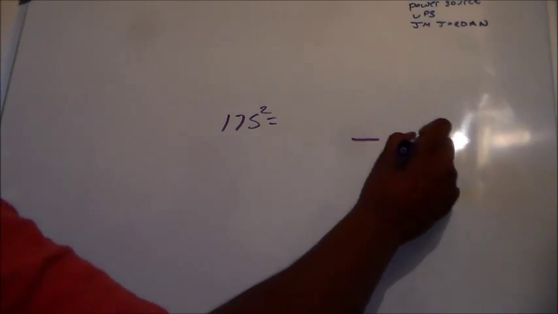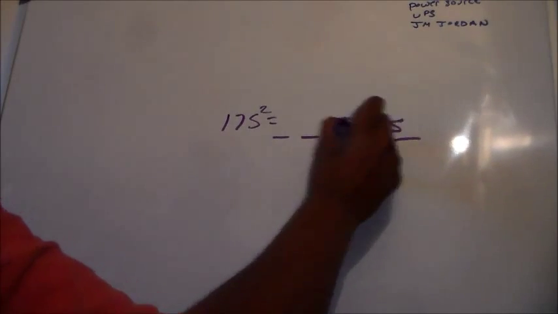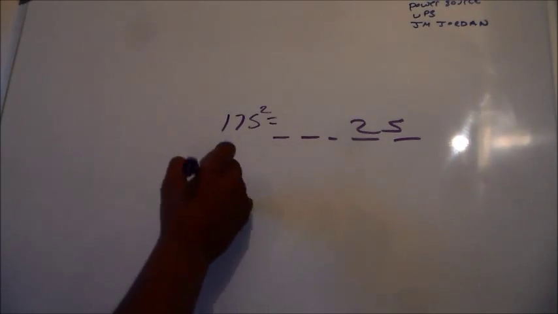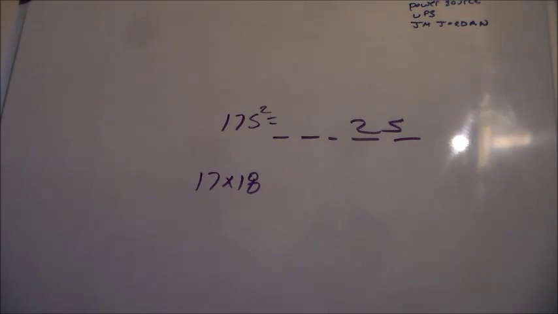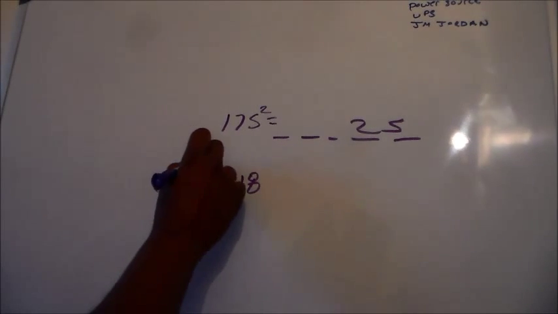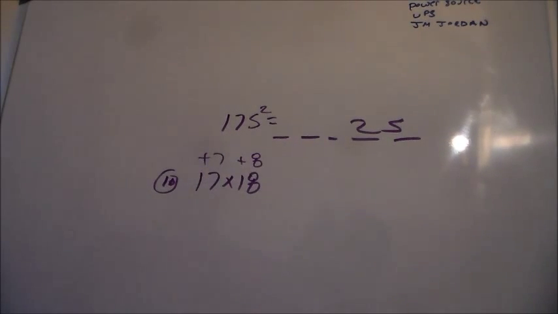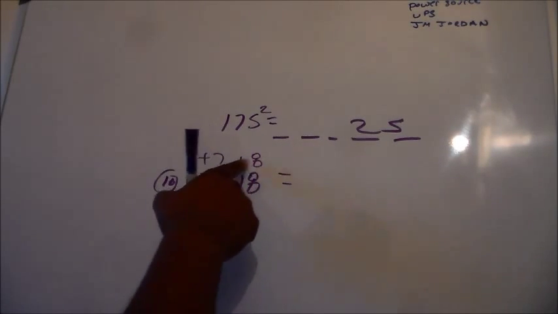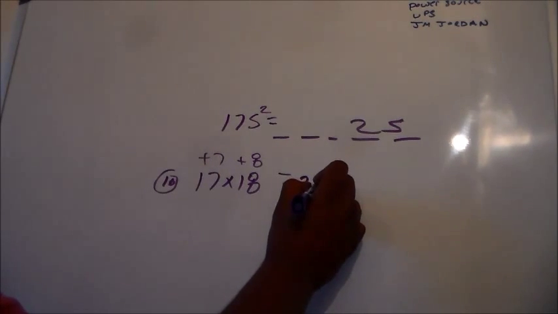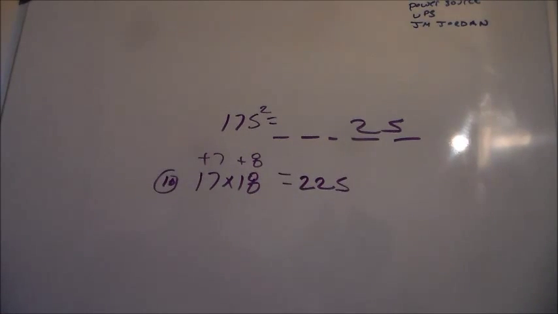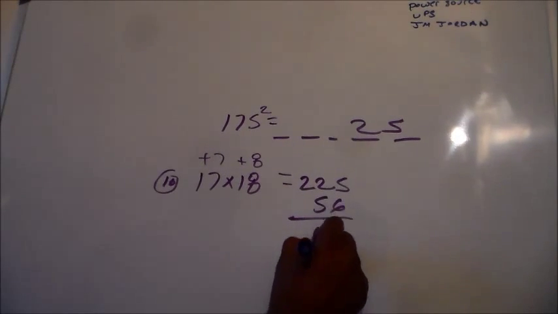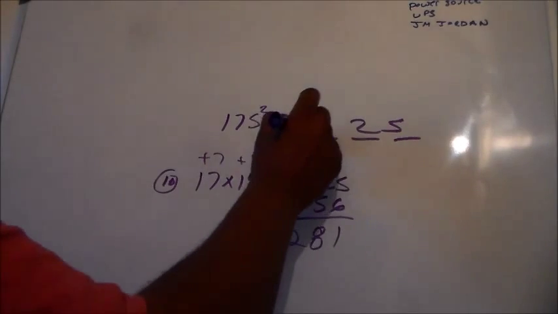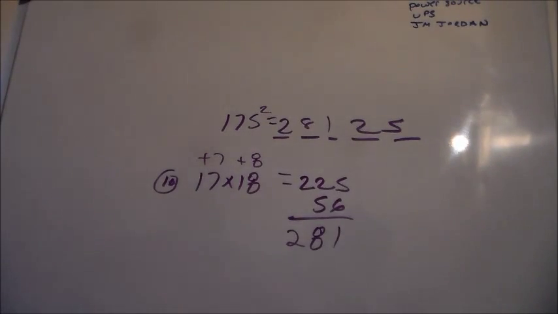squared. Like I said, last two digits are 25 automatically, just based on the 5 squared on the end. We just got to multiply 17 times the next consecutive number. So our reference point plus 7 plus 8. I already see 7 plus 8 is 15. And then 7 times 8 is 56. 182, so 281 2 5s is the answer to 175 squared.